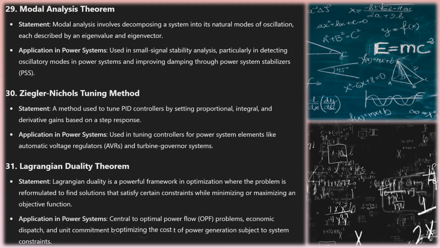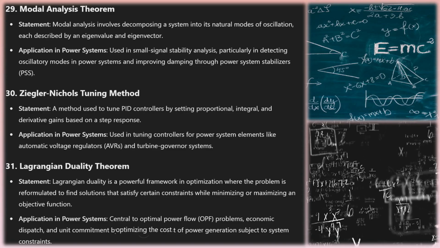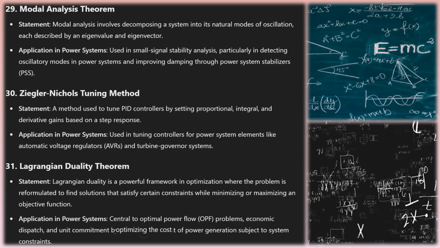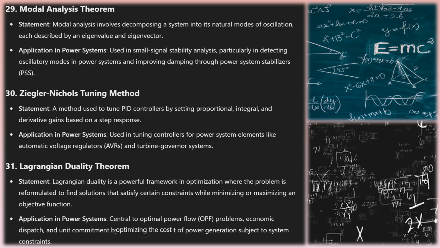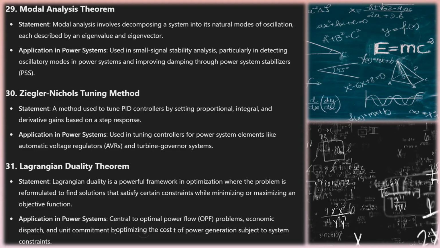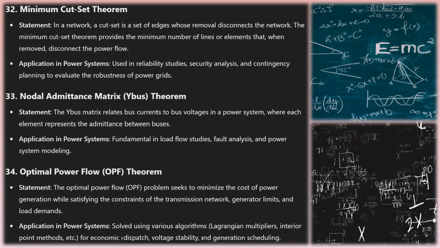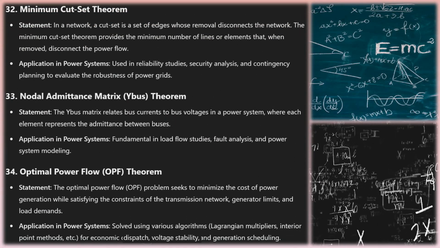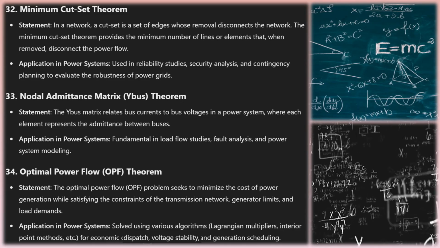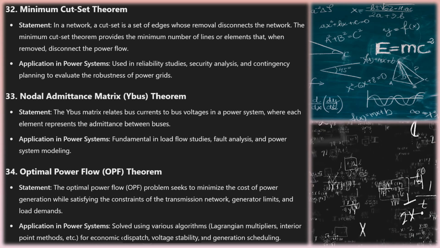Fast decoupled load flow method: a simplified version of the Newton-Raphson method, where the Jacobian matrix is approximated to speed up calculations. Application: used in real-time power flow studies where speed is critical. Boucherot's theorem, or power factor correction theorem, describes how to adjust the power factor of a system to minimize losses and improve efficiency by introducing capacitors or inductors. Application in power systems: widely applied in the design of systems to reduce reactive power and improve power factor.